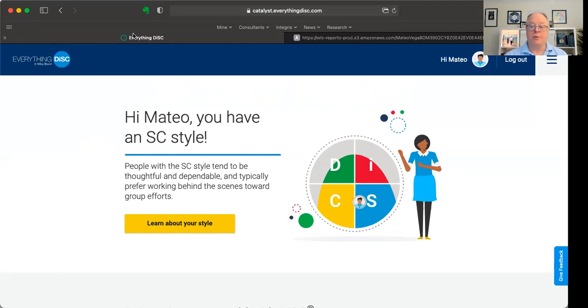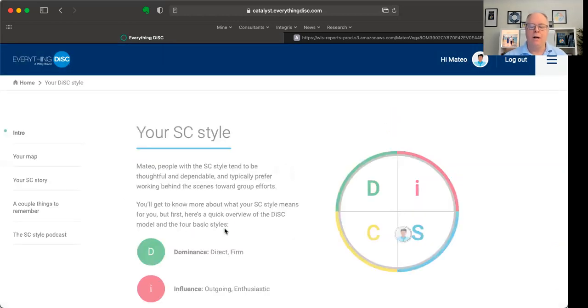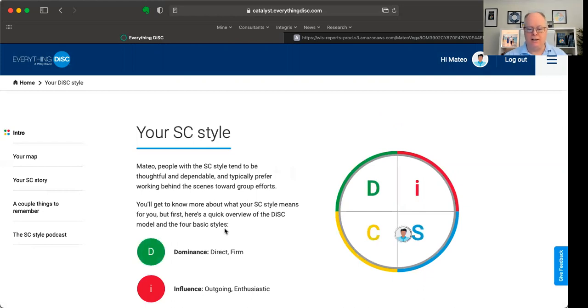So from Mateo's perspective, this is his opening page here. I can actually go in and learn a little bit more about my style. I see where my style is right up front. I can take a look and get much deeper into that. We know that the essence of building our emotional intelligence starts with actually understanding ourselves and even our own style, how we interact with the world.